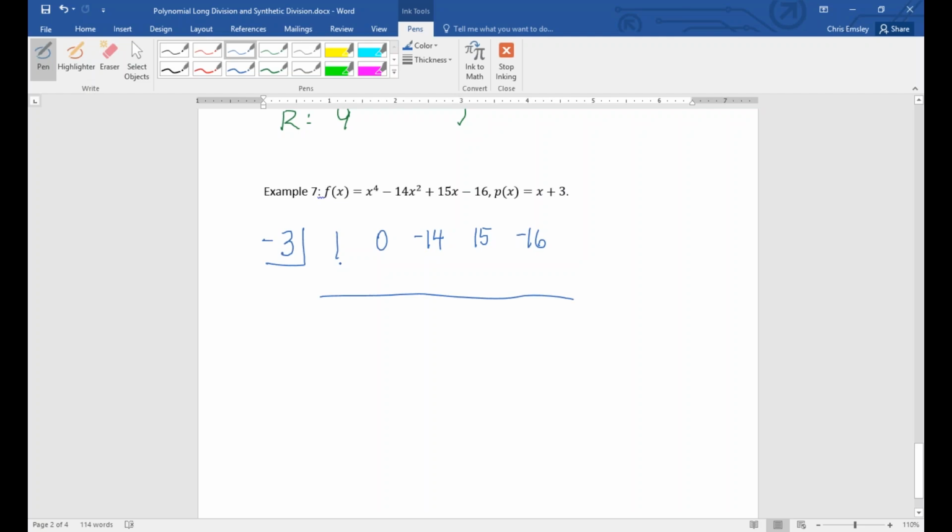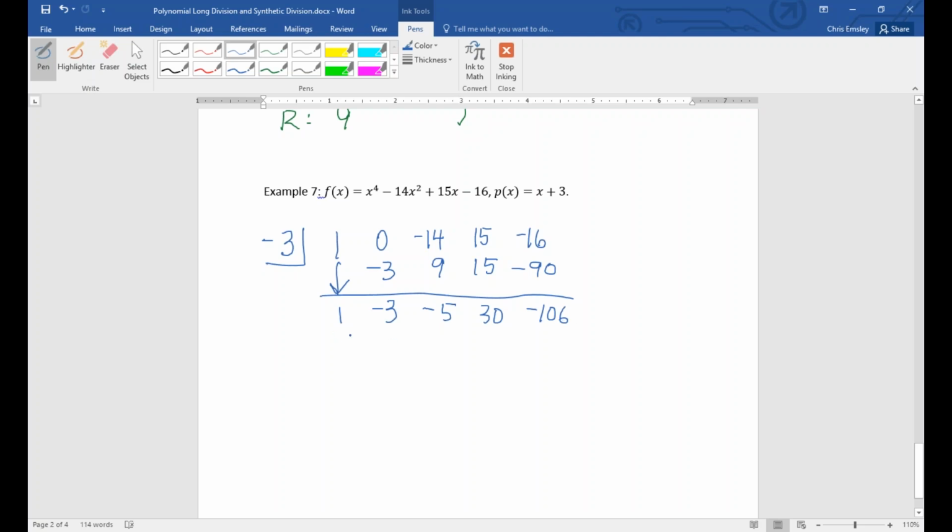Draw your line, drop down that first number, and then we just do a series of multiplications and adding to get our result. So 1 times -3 is -3. Add them up. Then multiply. -3 times -3 is +9. Add them up. -5 times -3 is +15. Add those two. 30 times -3 is -90. Add those two.